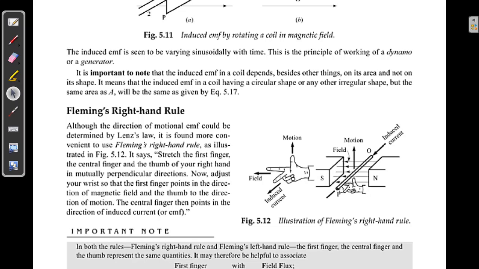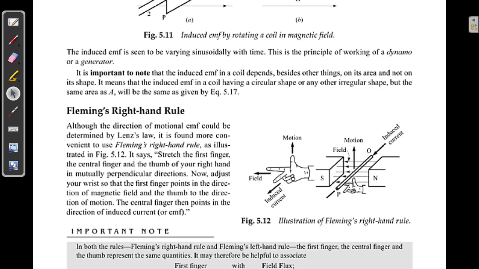The direction of that induced EMF or induced current is given by Fleming's right hand rule. The Fleming's right hand rule states that you stretch the first finger, the central finger, and the thumb of your right hand in mutually perpendicular directions, like a three-dimensional system, your x, y, and z axis. Right hand, that is important.